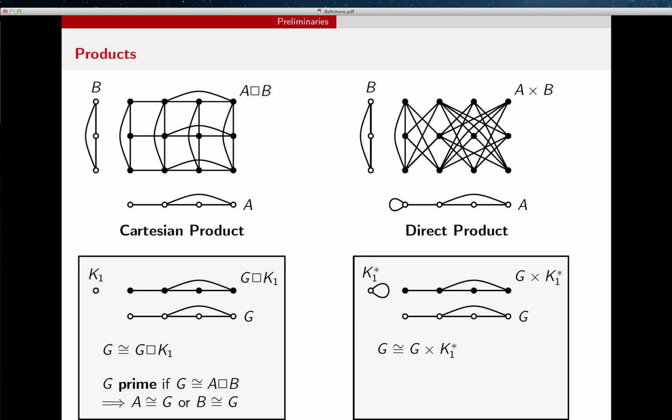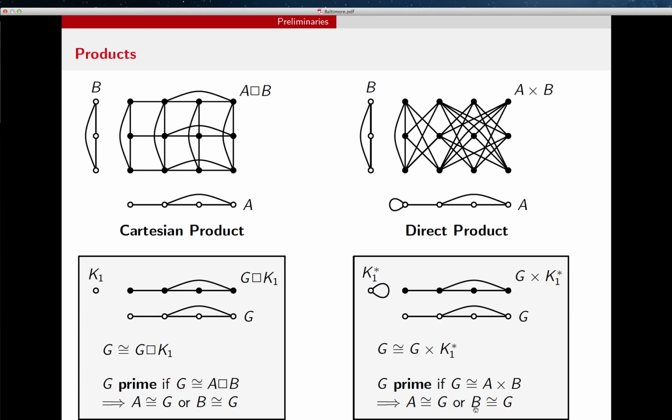We also have a notion of primeness for the direct product. Let's let K1 star denote K1 with a loop. And notice that in the direct product, G times K1 star is isomorphic to G. So K1 star is a unit for the direct product. So consequently, we get a notion of primeness with respect to the direct product. G is prime with respect to the direct product if, whenever G is isomorphic to a product A times B, either A or B is isomorphic to G, and the other factor is K1 star.